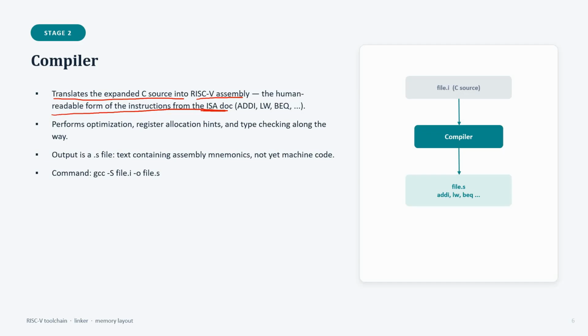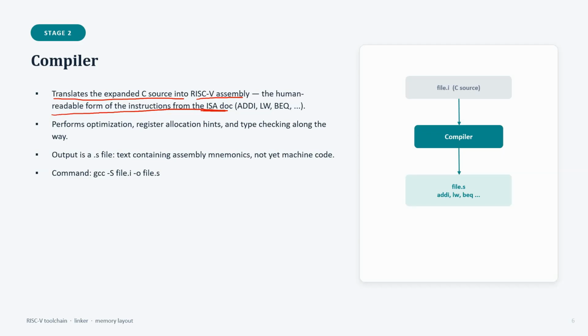Basically, it is going to compile my .c file into this human-understandable instruction set code, and it is also going to perform optimization, register allocation, and type checking along the way. The output of the compiler, as I said previously, is my .s file, which only contains assembly mnemonics, and it is not machine code yet. It's just converted into an assembly file.